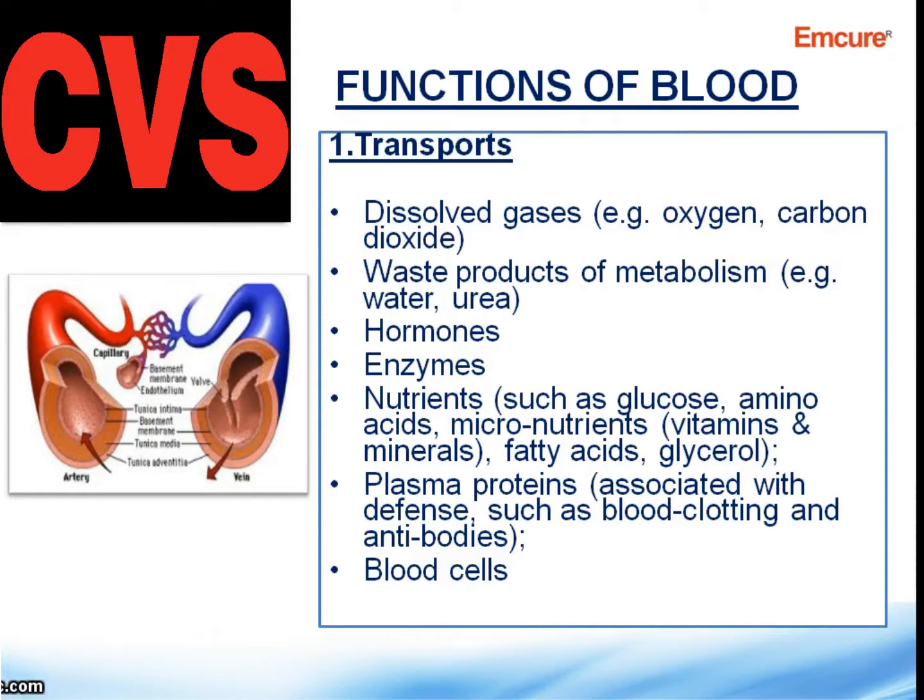Well, plasma proteins associated with defense, such as blood clotting factors and antibodies, are also transported by blood. Well, the most important is the transportation of the blood cells. For example, the RBCs will deliver oxygen to the cells, WBCs will go to the site of the infection, to where the foreign body is located, they will scavenge that, and thrombocytes help in clotting.